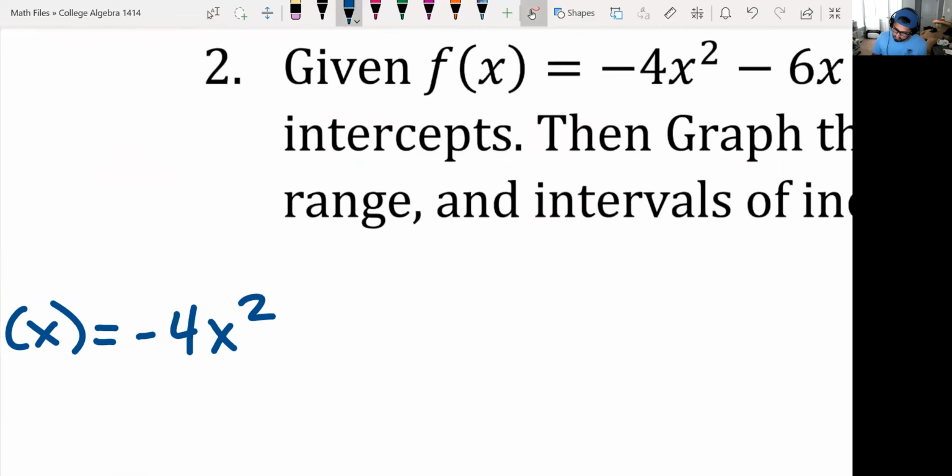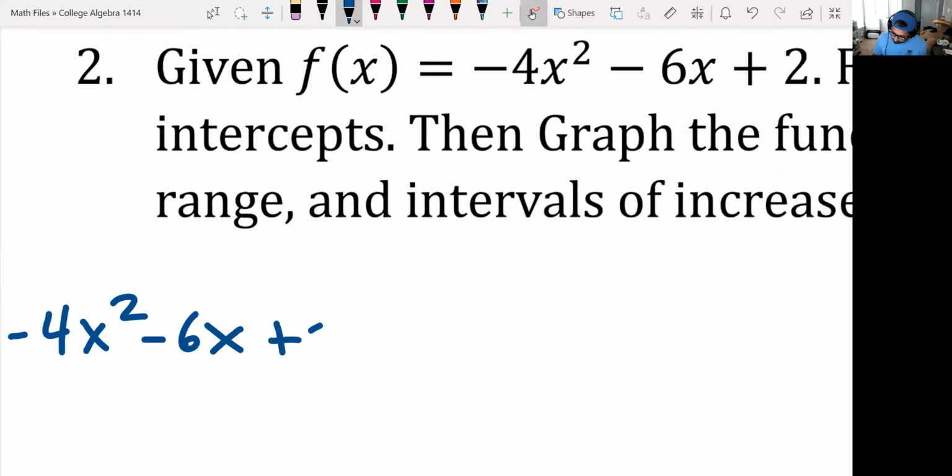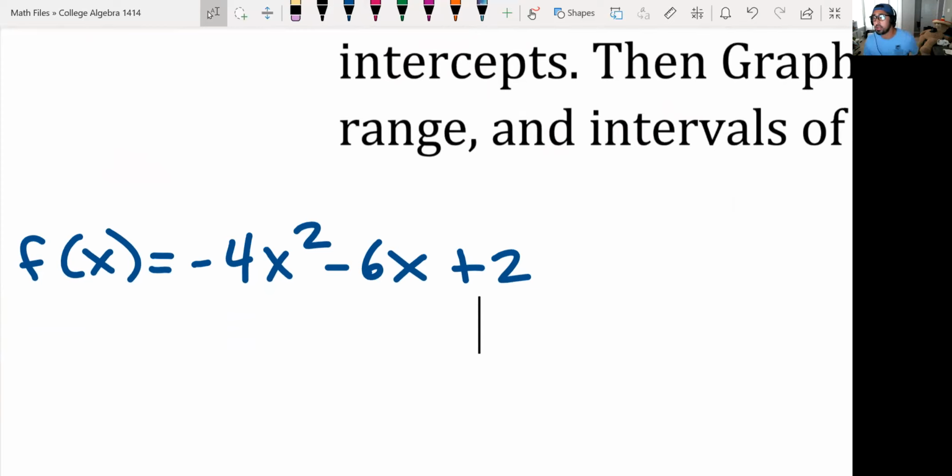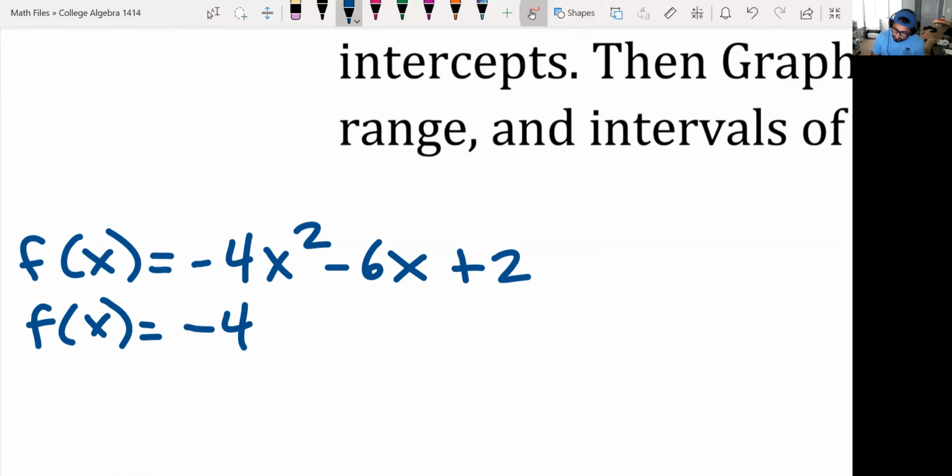Negative 4x squared minus 6x plus 2. All right. First thing we go for is the vertex form, which means we need to complete the square. But is this in the perfect form? And that answer is no. We have to factor out that negative 4. So f of x equals, I take the negative 4 out only from these two terms.